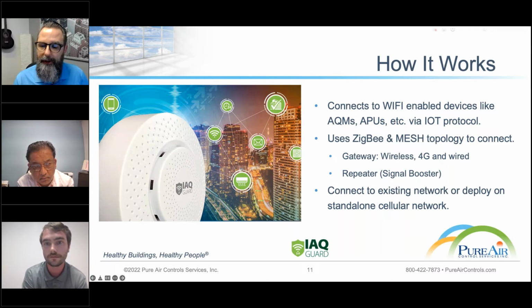Nick, I have a question for you here, and this is for my edification. No one's asking it, but I'm sure folks are thinking about it. It isn't one of these air quality monitors per gateway, right? The gateway is able to get many of these air quality monitors and actually other devices like air purification units, upper air UV, and other kinds of equipment that are Wi-Fi enabled to talk to one another, right? It's not one gateway for one device.